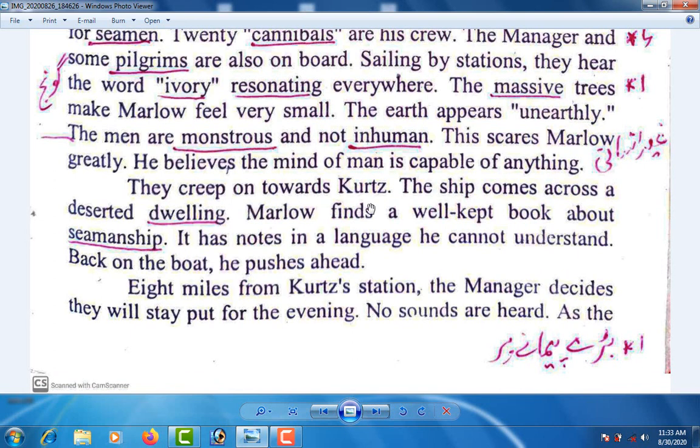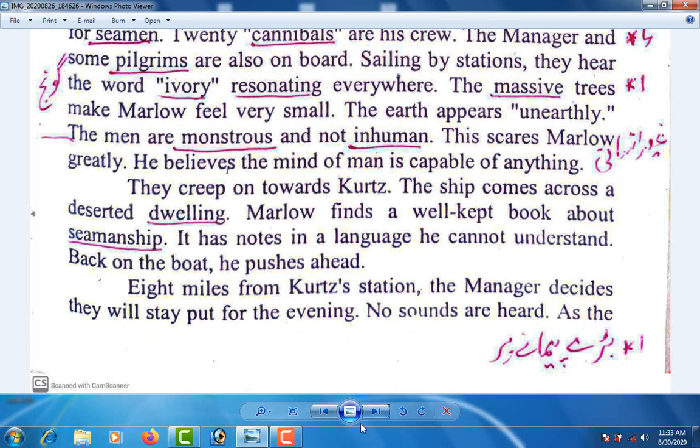They creep on towards Kurtz. The ship comes across a deserted dwelling. Marlow finds a well-kept book about seamanship. It has notes in a language he cannot understand. Back on the boat, he pushes ahead. Eight miles from Kurtz's station, the manager decides they will stay put for the evening.